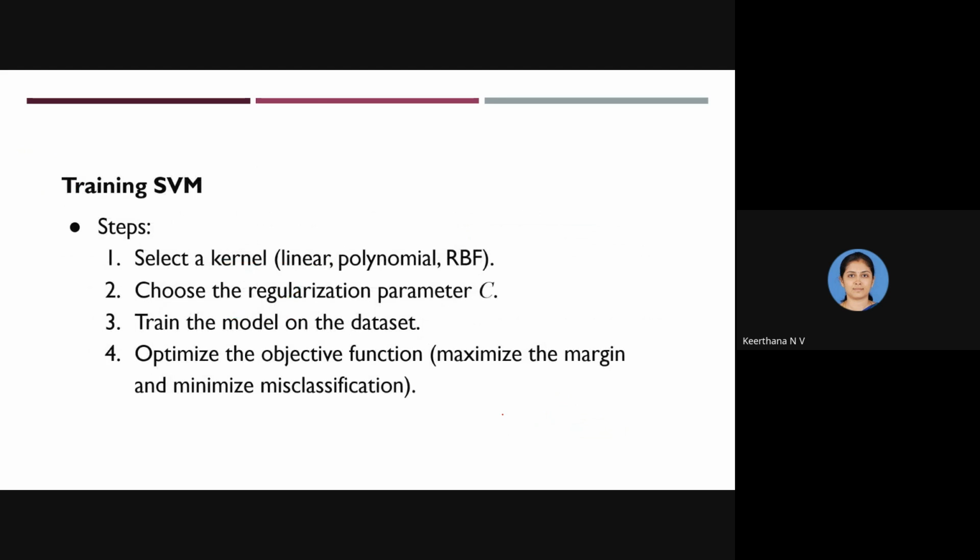So how to train your SVM? What are the steps for training your SVM? First, you have to choose the appropriate kernel, either linear, polynomial or RBF. Next, you have to choose the regularization parameter C, and train your model on the data set. After that, you have to optimize your model using an objective function. So these are the steps for training SVM classifiers for your data set.